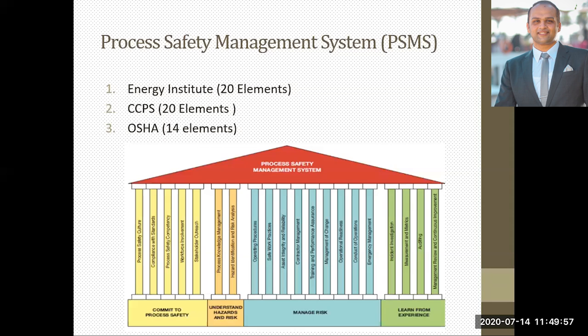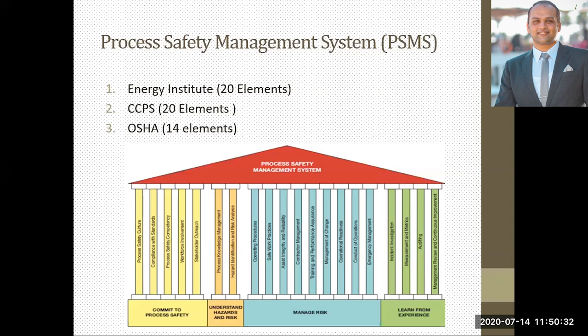The elements in these institutes represent what they think has to be maintained, even in detailed points, in all aspects of the company, to make sure that it meets safety, or can be named as a company that is meeting a process safety management system. These are the three common ones. There are others, however, these are the most famous.